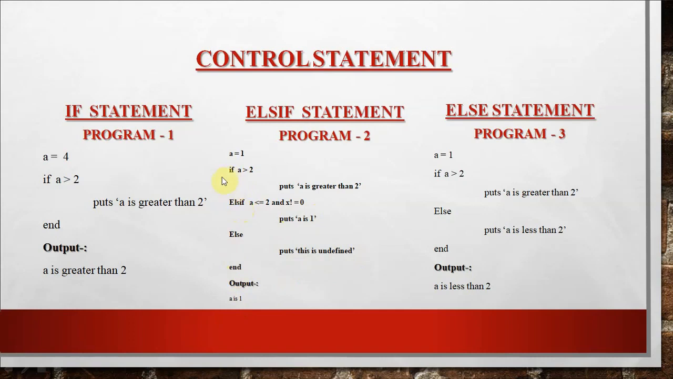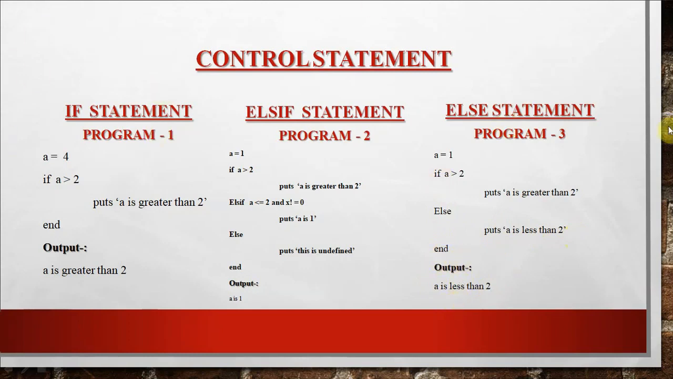So we are writing here else if statement, elsif and else, and finally end. So we can write this statement as well as this statement also. This is also a part of code where a equals 1, if a is greater than 2, then puts a is greater than 2. So then it will print this message. But if a is not greater than 2, a is less than 2, then we'll move on to else. And here we have written puts a is less than 2. So it will print here a is less than 2. And it will end by this end statement. So these are the outputs.